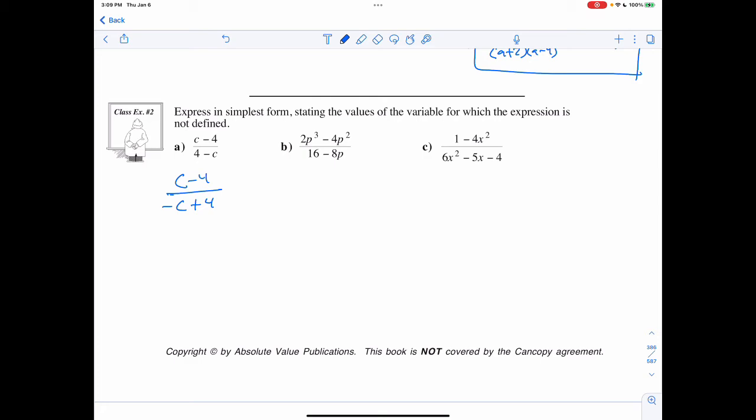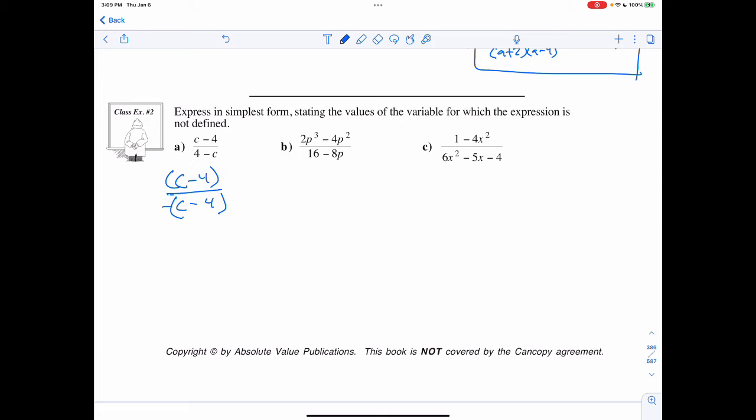Now you might remember something like this from grade 10, where if the factors are the same but the signs are opposite, how do I change that? I pull out a factor of negative 1. And if I took negative c divided by negative 1, it becomes positive c. And if I took positive 4 divided by negative 1, it becomes negative 4. And now my two factors on the top and the bottom are exactly the same.